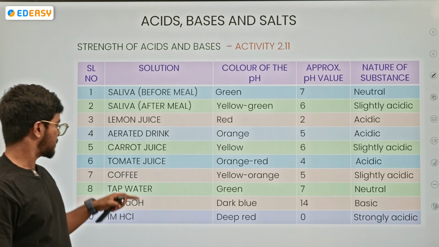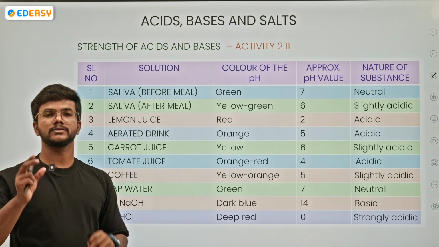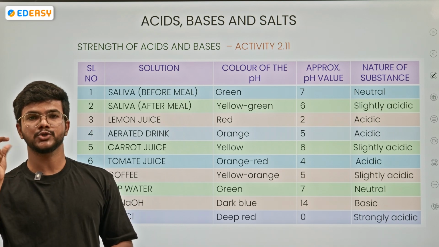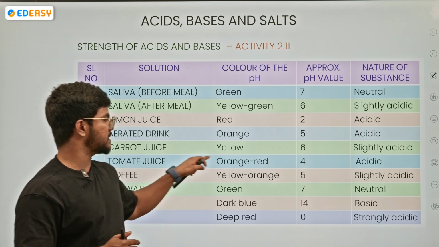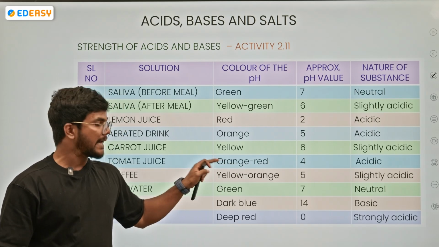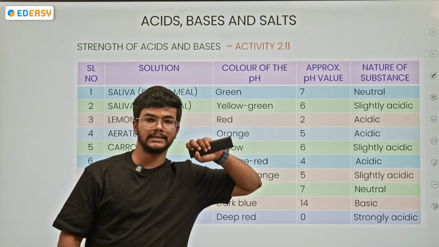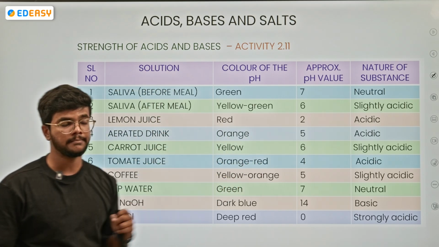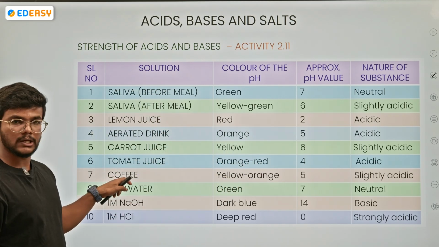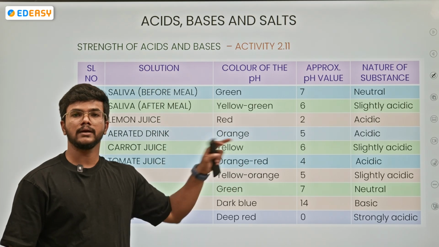Okay, slightly acidic. Tomato juice will be sour in taste. That is why it gives an orange or red color, and with the pH value 4, the nature of the substance will be acidic. Okay, next, coffee also gives yellow and orange.